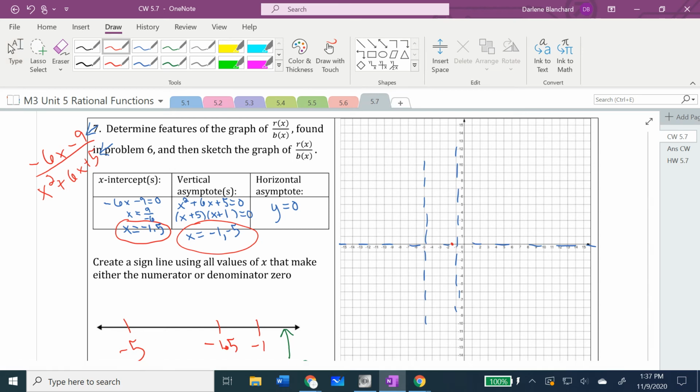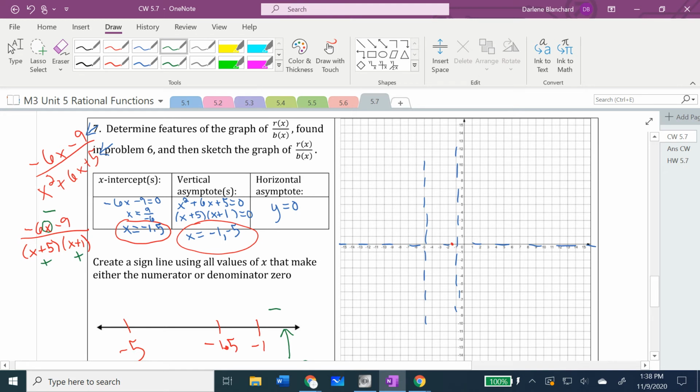I'm going to look at a factored form of this polynomial, or the denominator polynomial, because it is a lot easier to determine positive, negative. So plugging in 0 into x, the numerator is negative because it's negative 9. The denominator has 2 positives multiplying. So I've got negative there.